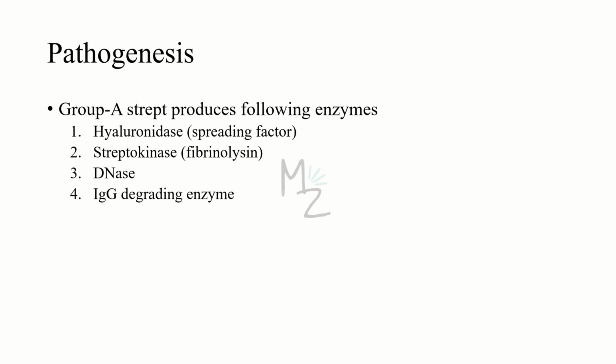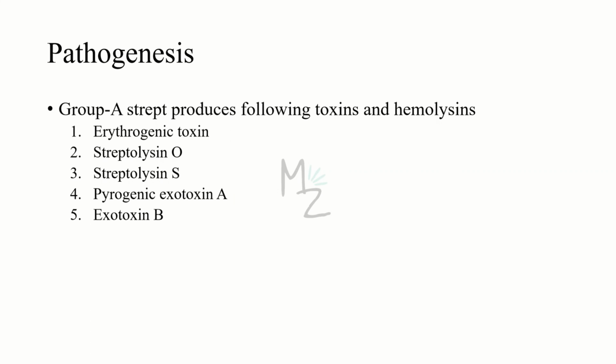IgG is a protein, so this enzyme is a protease that specifically cleaves IgG heavy chains. This prevents opsonization and thereby enhances the virulence of the organism. This bacteria also produces toxins and hemolysin, and these also play an important role in pathogenesis along with those enzymes. These are 5 in number. First one is erythrogenic toxin, second one is streptolysin O, third one is streptolysin S, fourth one is pyrogenic exotoxin A, and the final one is exotoxin B.